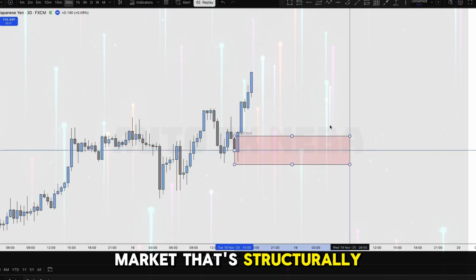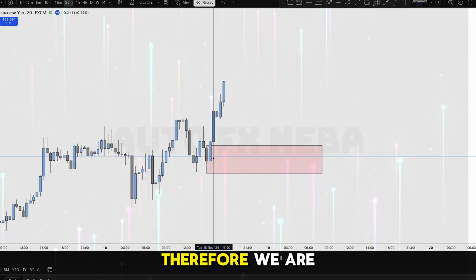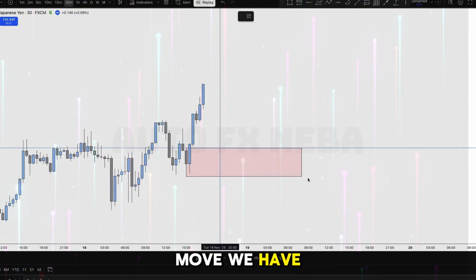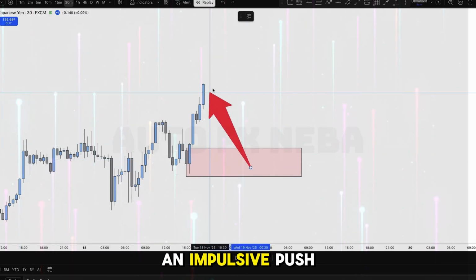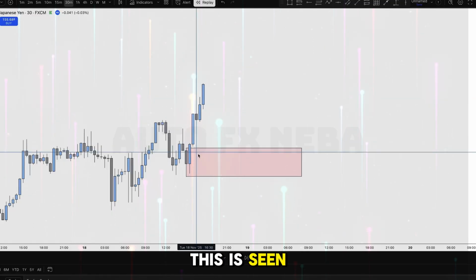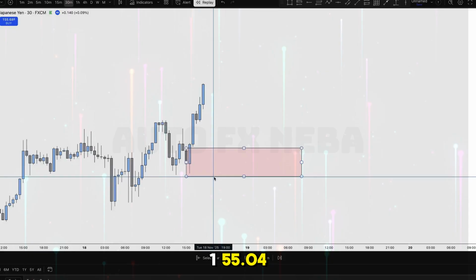So in a market that's structurally bullish, the impulsive moves are telling us demand is higher than supply. Therefore, we are expecting demand to continue. So in this move, we have our demand zone. Then we have an impulsive push. So we're marking the consolidation area before the impulsive move. This is seen then as the price range between 155.24 and 155.04.